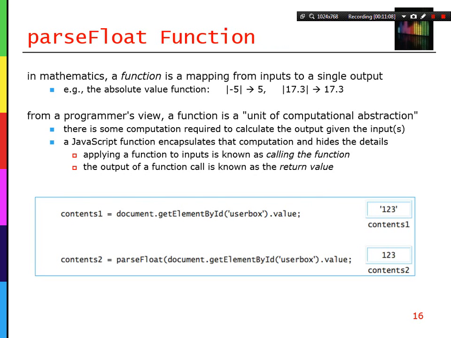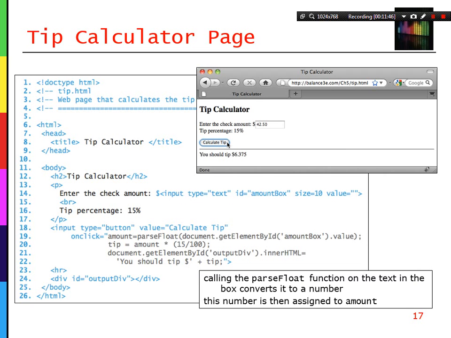In order to get around that, we need to use the parseFloat function. parseFloat is a function that maps from a string to an actual float value, an actual real number value. So if we say document.getElementById userbox.value, we'd get 123 as a string. But if we actually say parseFloat on that, we would then get 123 as a number that can then be added to the number 1. So we'd end up with 124, for example.